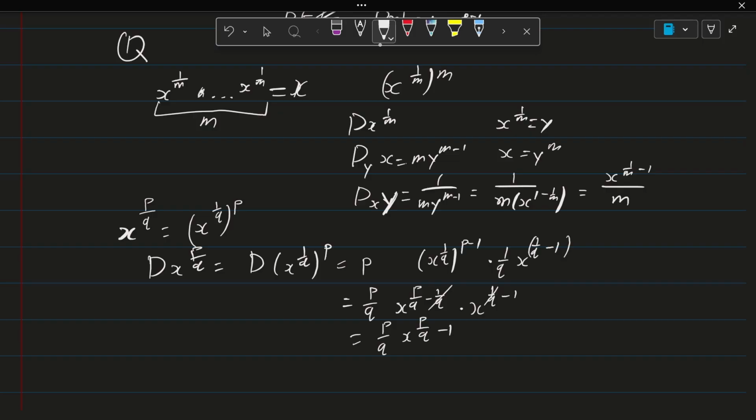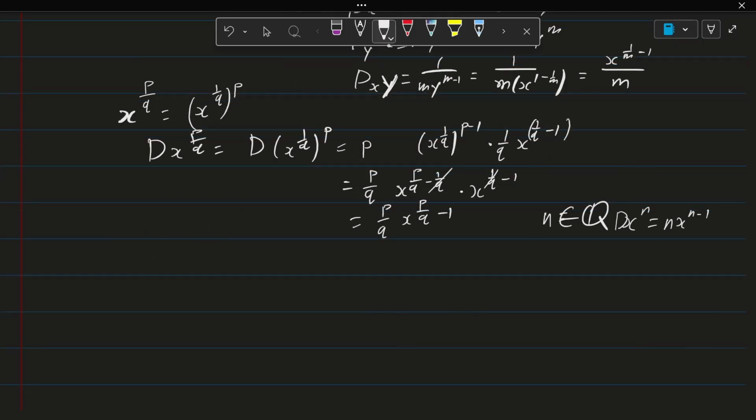So this is basically the formula that we have already obtained from the previous computations as well as proofs that we did. So for any rational number n, an element of the rational numbers, the derivative of x to the power of n would always be n x^(n-1). So we fully understand the definition of x to the power of a rational number.